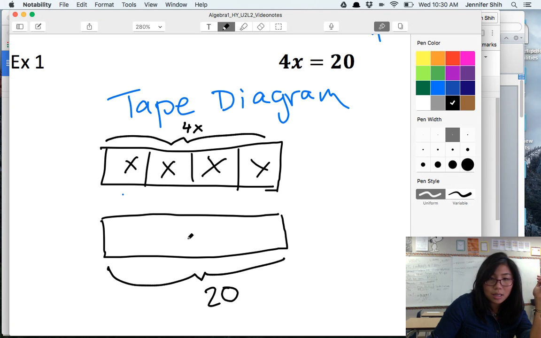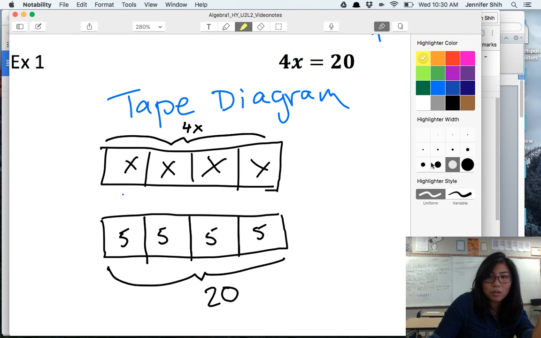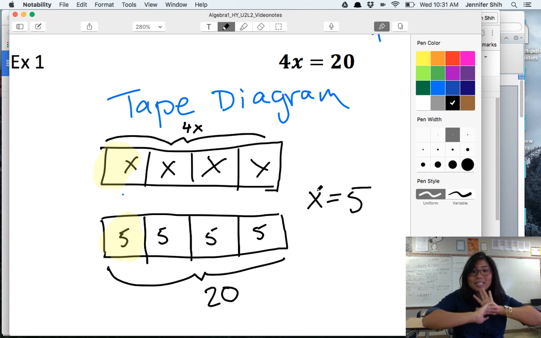So how do I figure out what each of these segments are? I'm going to divide, oh, keyword, divide by 4. So I have 20 in this entire piece of tape. And just like this tape, I'm going to divide it into 4 parts. So if I divide 20 into 4 parts, I'm going to end up getting 5 here. 5, 5, 5, 5. Now look at this tape diagram. If this is x, and this is x, what does x have to equal? x must equal 5. So that's the tape diagram version.